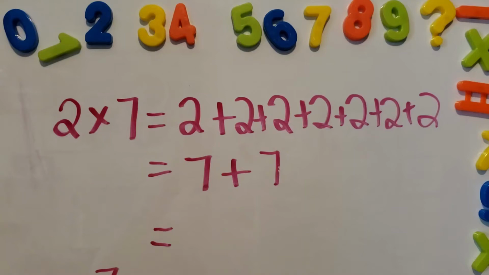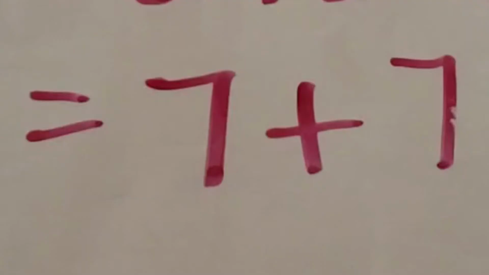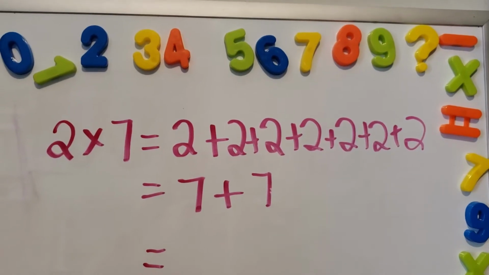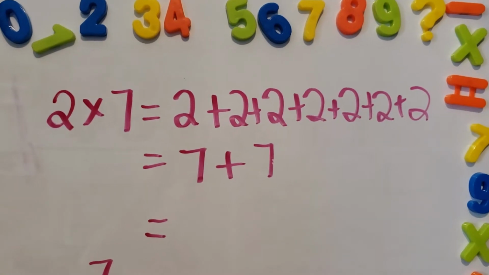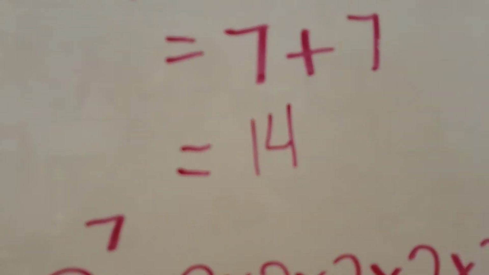So, you've already learned that when we're dealing with repeated addition, you can also write it as a multiplication sentence. So, if we have, for example, 2 times 7, I can write that as the repeated addition of number 2, 7 times. 2 plus 2 plus 2 plus 2 plus 2 plus 2 plus 2. Or I can write that as the repeated addition of number 7 twice. 7 plus 7. Either way, I'm still multiplying 2 times 7, and I'll always get an answer of 14.